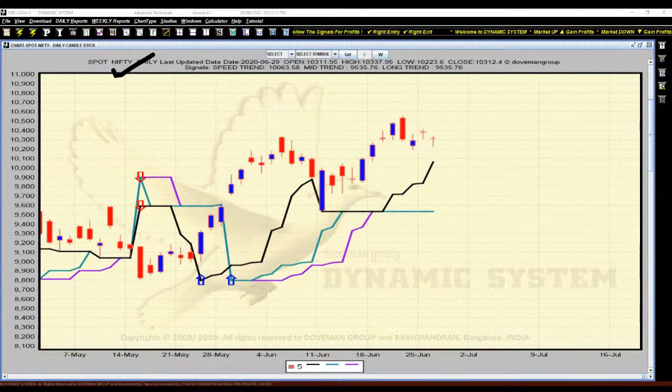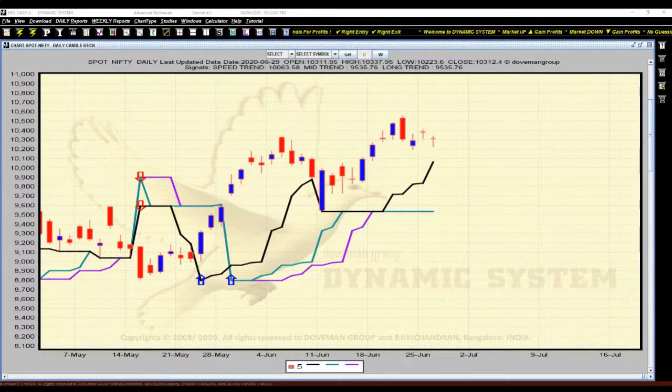Got it? So there's a price movement in the daily chart of Nifty. Along with the price movement, there are three lines you can see here. One is a black line, we call it P trend. The second one is a green line, we call it mid trend. The third one is a purple line, we call it long trend. Whenever the price is trading above all three trends, it means it is in a clear uptrend. Similarly, whenever the price is trading below all three trends, it means it is in a clear downtrend. Just by looking at this, you will be able to understand whether it is in a clear uptrend or in a downtrend.